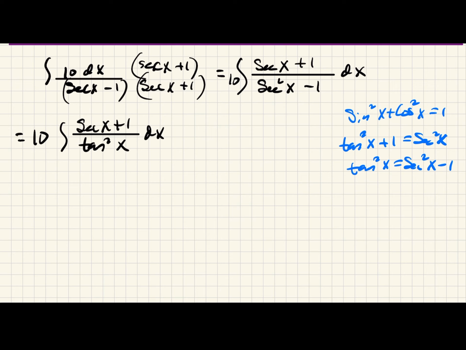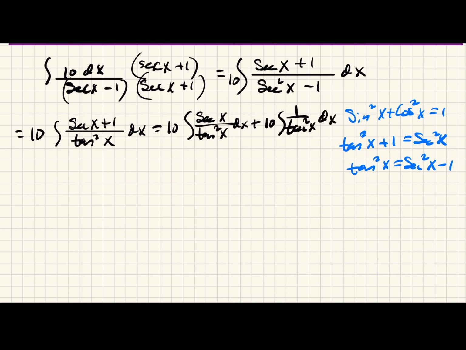And I think, again, we can make two integrals out of it, can't we? So we have 10 times the integral of secant x over tangent squared x dx plus 10 times the integral of 1 over tangent squared x dx. Okay, now, I don't know anything about tangent squared. Do you know anything about tangent squared? But I think we did this last time, didn't we? What did we do? Yeah, we just changed everything to sine and cosine, and that just made everything look a lot more familiar, right?